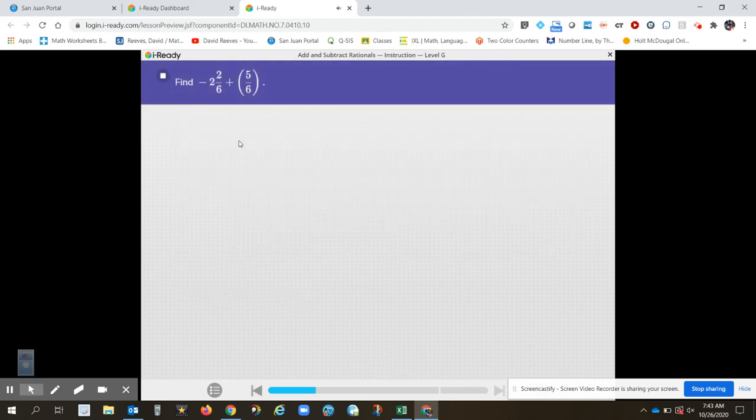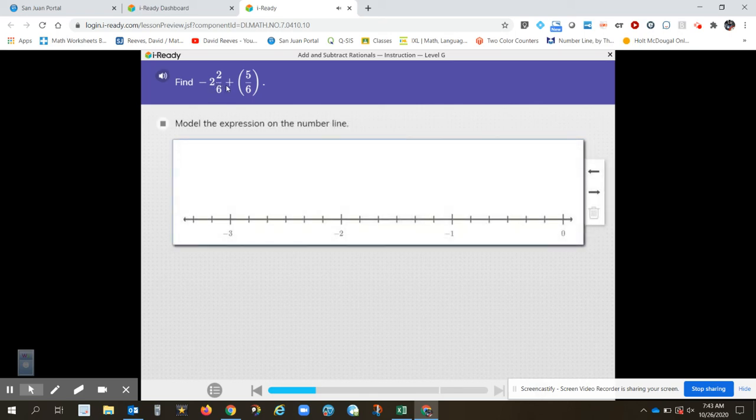Okay, so this one is very similar, except this one we're going to have a negative, and we're going to be going to the right. All right, so -2 and 2/6, but this time my arrow is going to go to the right. And again, if we count 1, 2, 3, 4, 5, 6, do you see that? So there's -1, there's -2. There's -2 and 2/6, right?